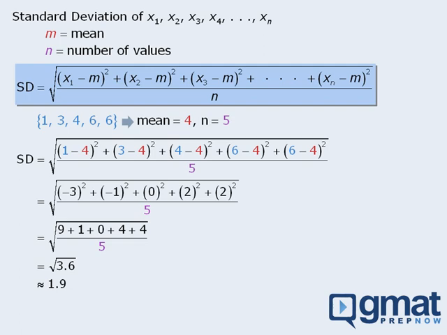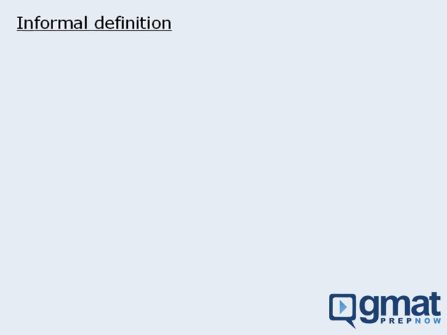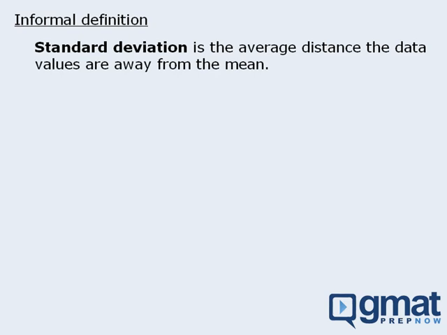From all of this, we can develop an informal definition of standard deviation, which will allow us to forget everything we know about the formal definition. The informal definition says that the standard deviation is the average distance the data values are away from the mean. This definition will be all you need to know to tackle all standard deviation questions on the GMAT.